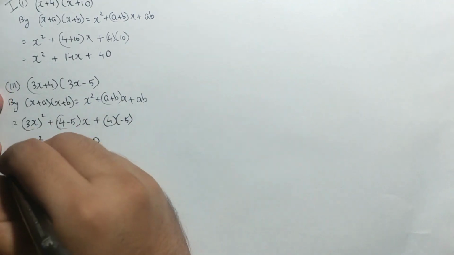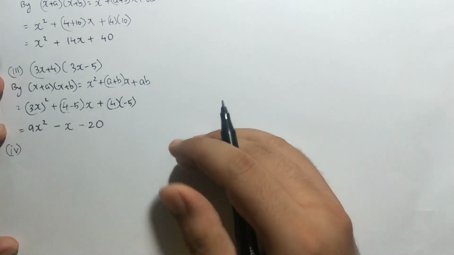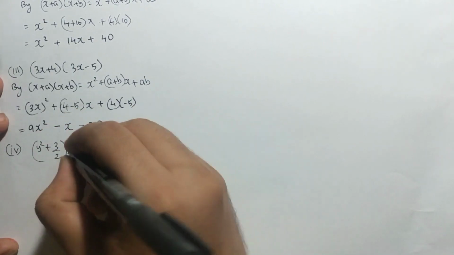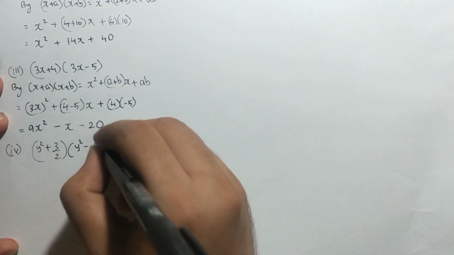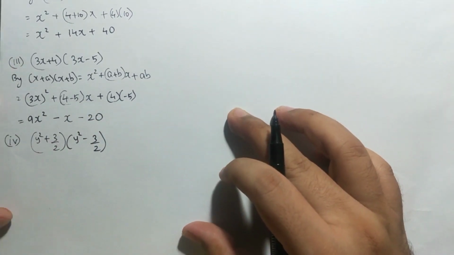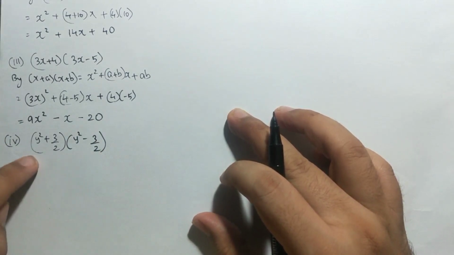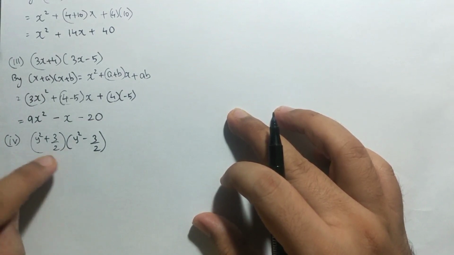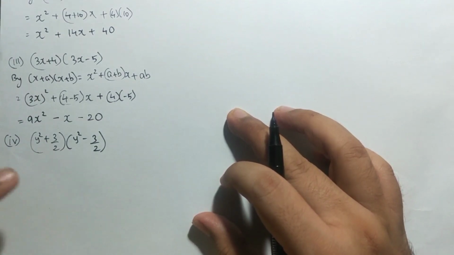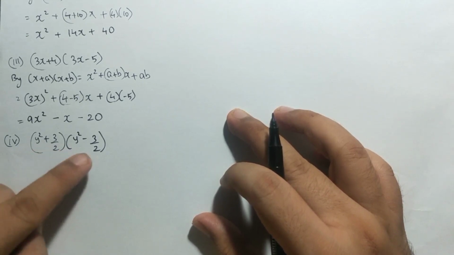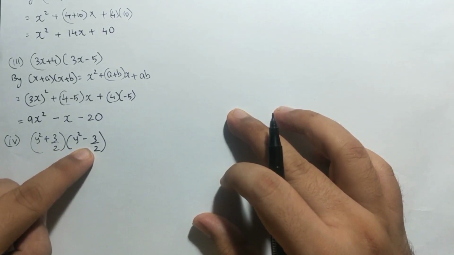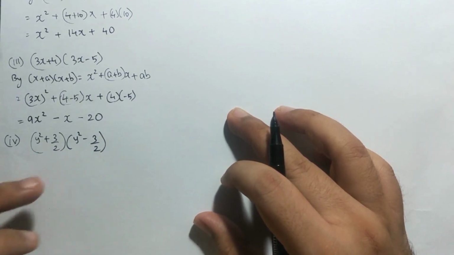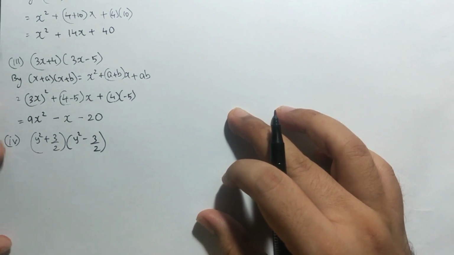I am doing the fourth one. Simpler one. y square plus 3 by 2 multiplied by y square minus 3 by 2. No need to take LCM. As you can see in both the brackets, the first term and the second term both are same. In both the brackets, the first term is y square and the second term is 3 by 2. The only difference is the first has a positive sign in between and the second has a negative sign in between. This is a plus b multiplied by a minus b, or as you can say x plus y multiplied by x minus y.